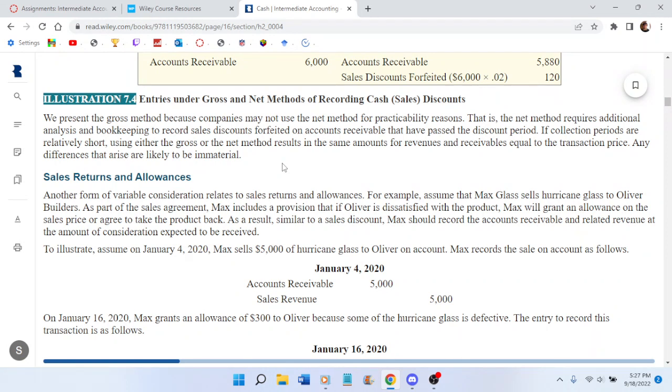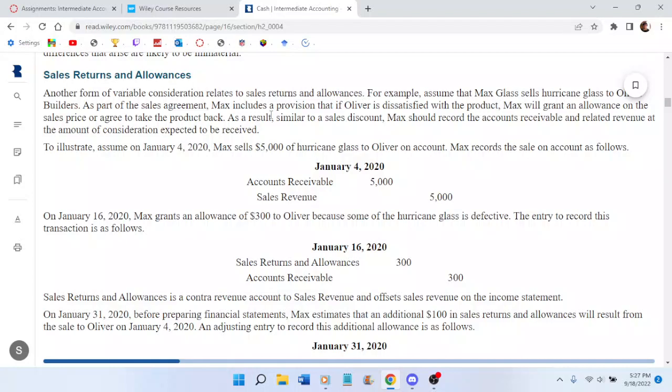They say that the gross method is a little bit more practical. Anyways, sales, returns, and allowances. Hey, guess what? We finished a section there for it.